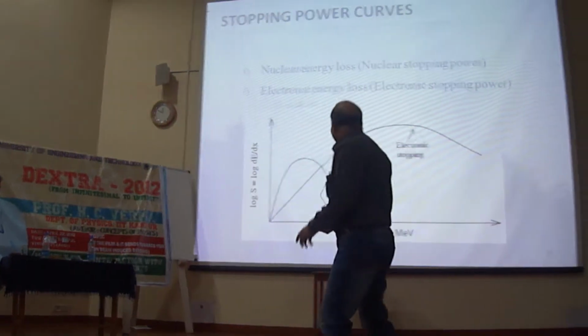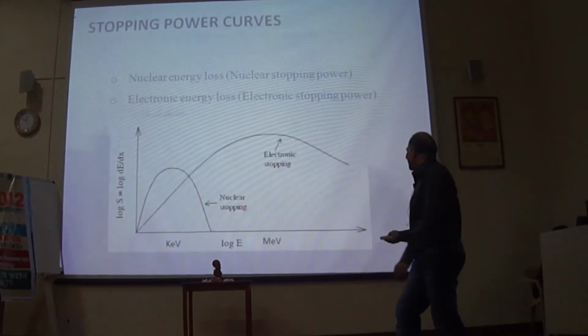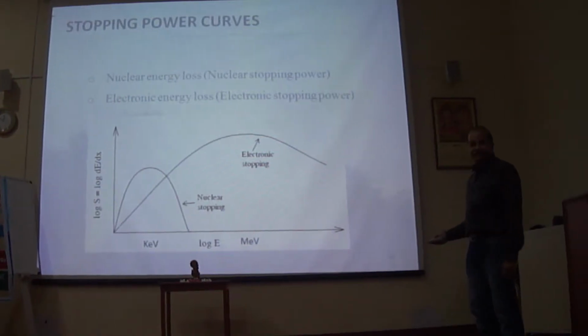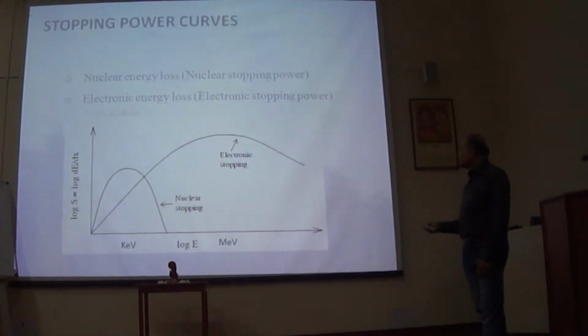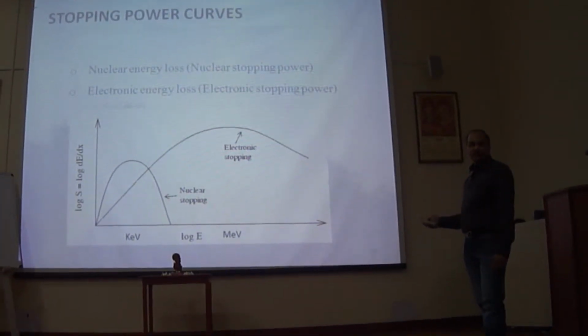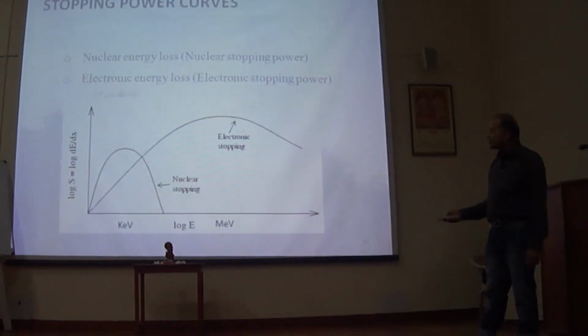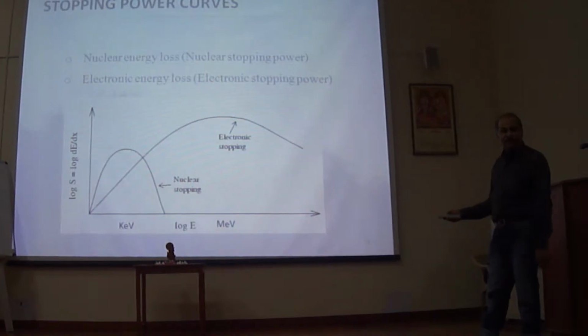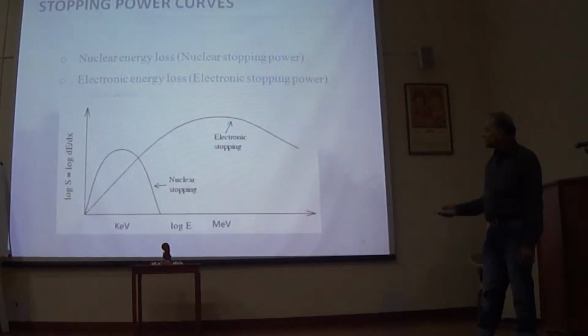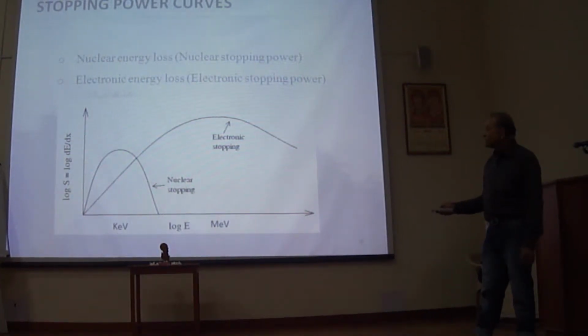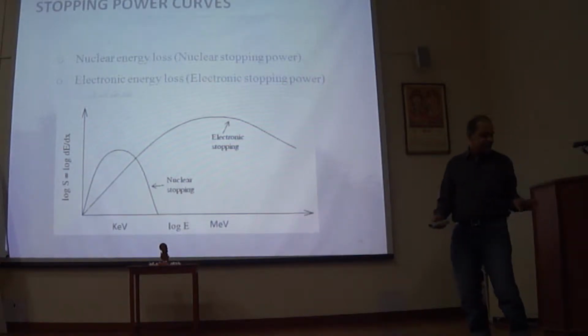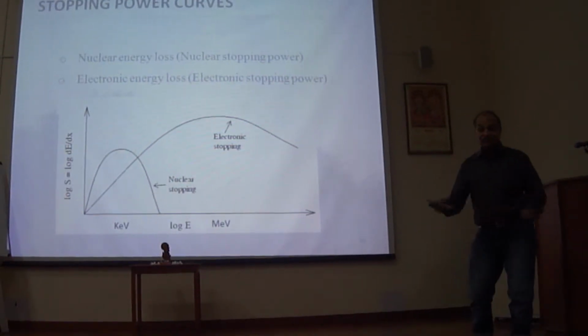Okay? So the higher the energy, on this side, mega electron volt type of incident ions, you only affect the electrons of the material. Whereas if you are in the kilo electron volt range, if the incoming ions are of kilo electron volts, then they affect mostly the nuclei which are sitting in the target atom. They dislodge that.